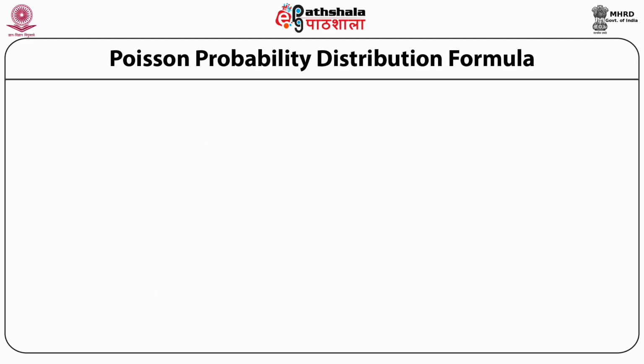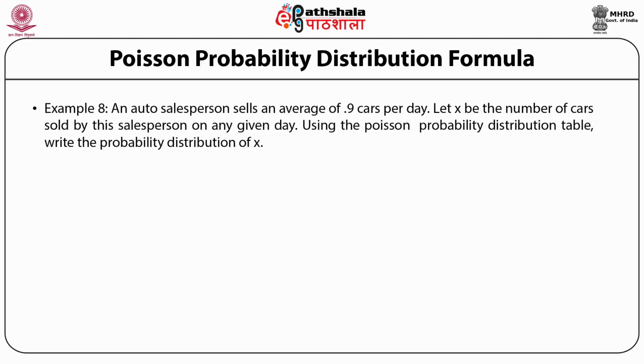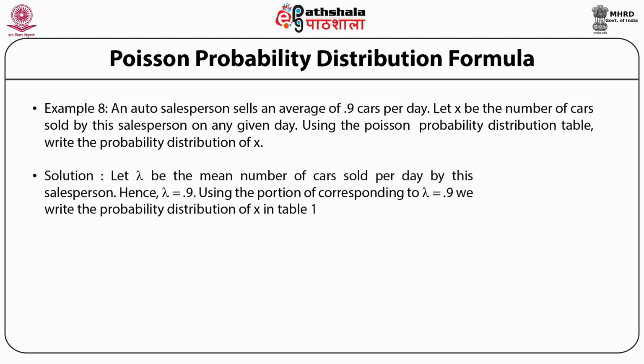Second is probability that 1 call is received, so probability that r takes value 1, and solve it with the formula. An auto salesperson sells an average of 0.9 cars per day. Let x be the number of cars sold by this salesperson on any given day. Using Poisson probability distribution table, write the probability distribution of x. Let lambda be the number of cars sold per day by the salesman. Lambda is equal to 0.9.